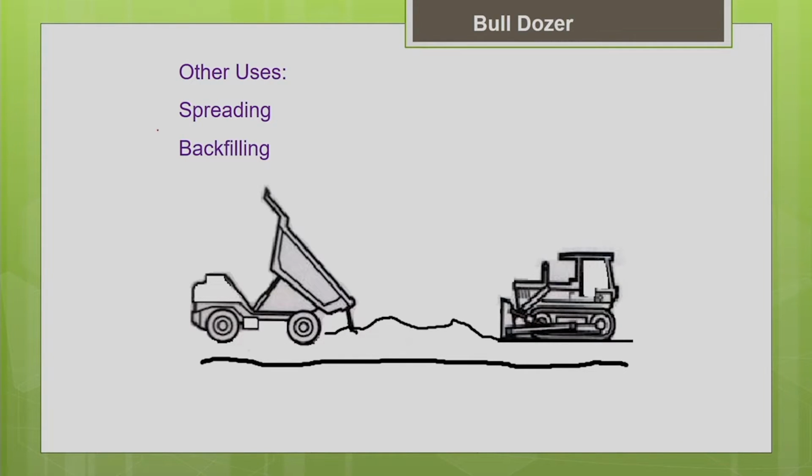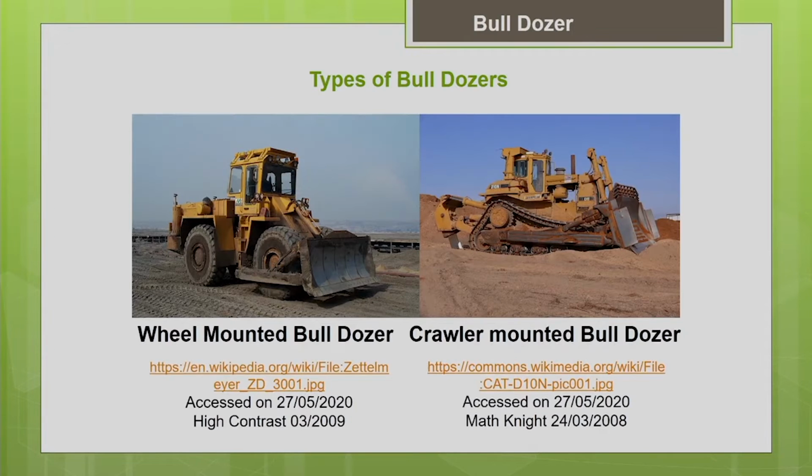The bulldozer can be used for spreading and backfilling. Here you can see an example of spreading, very commonly seen in road construction. The hauling equipment, a truck, will dump the material, and your bulldozer is used for uniformly spreading it, and it will compact it to the required thickness. Then backfilling. When you excavate a trench, say for pipe laying, with the help of the bulldozer you push the material into the trench, that is, you can backfill the trench. So there are different applications in a project site.